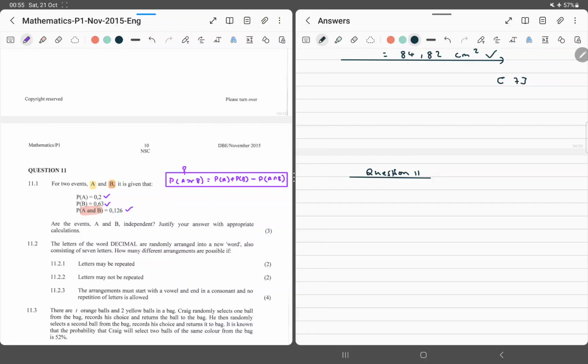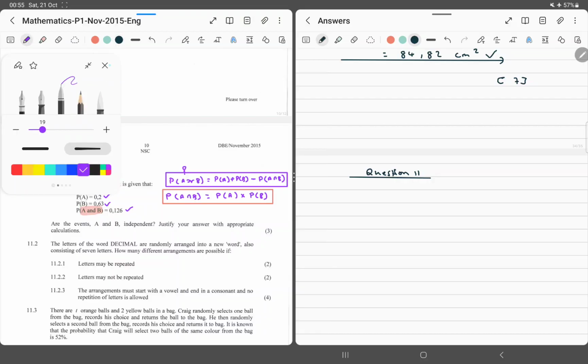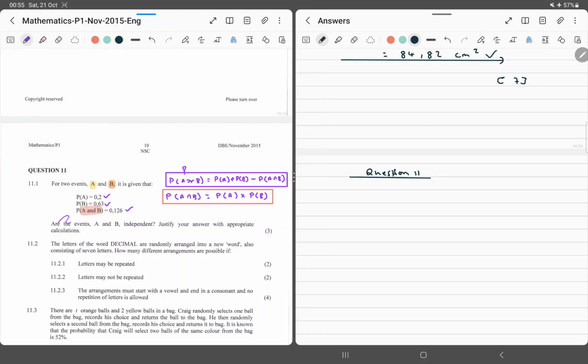Or we can be asked a question on independent events where we're testing the product rule, that P of A and B is basically P of A times P of B. So these are the 2 things you can think of when you're given information like that. So guys, please explore your options well enough because there's no excuse for getting these things wrong. Now it says, are events A and B independent? Justify your answer with appropriate calculations.